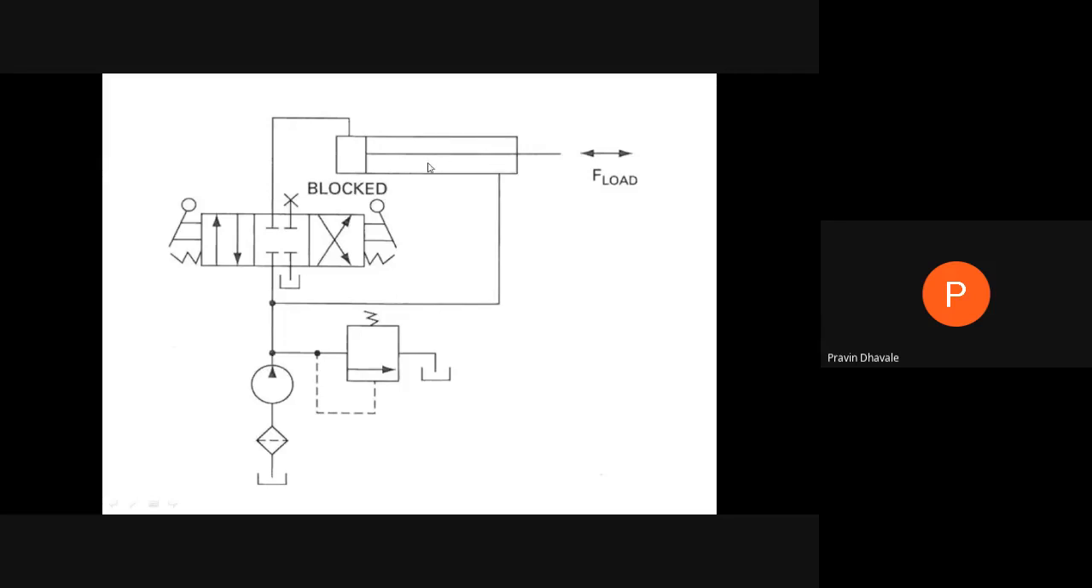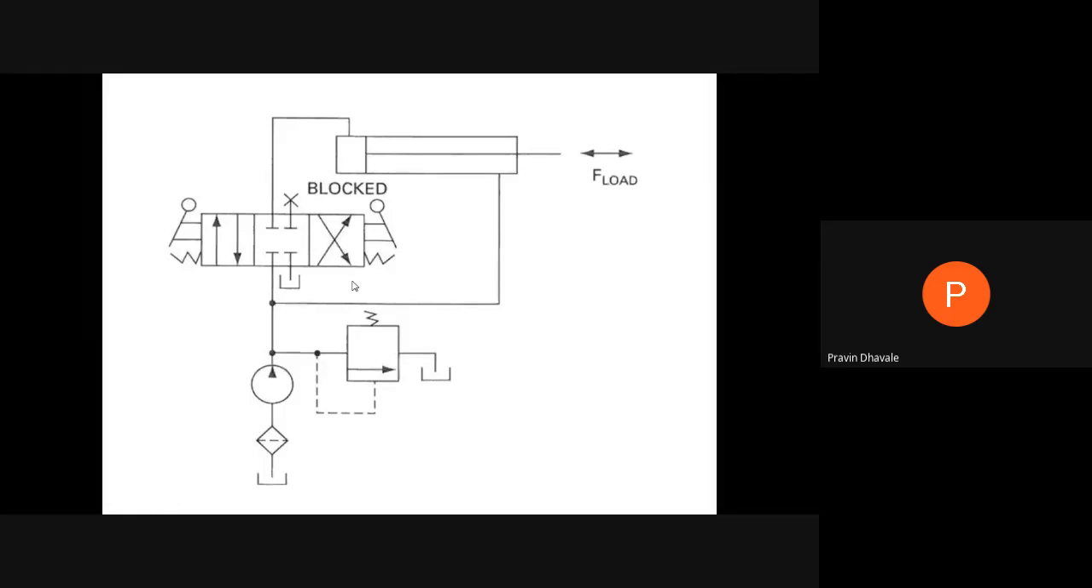Due to the backward movement of the piston, whatever the fluid on the left hand side of the piston will be coming from port A. Port A over here. From this port A to port R, and R is nothing but the reservoir.